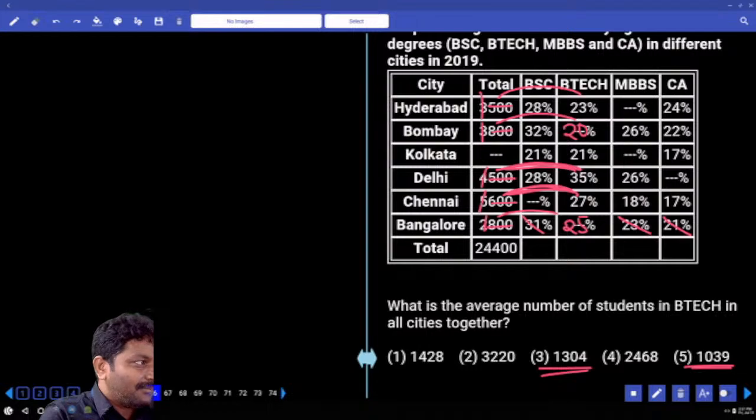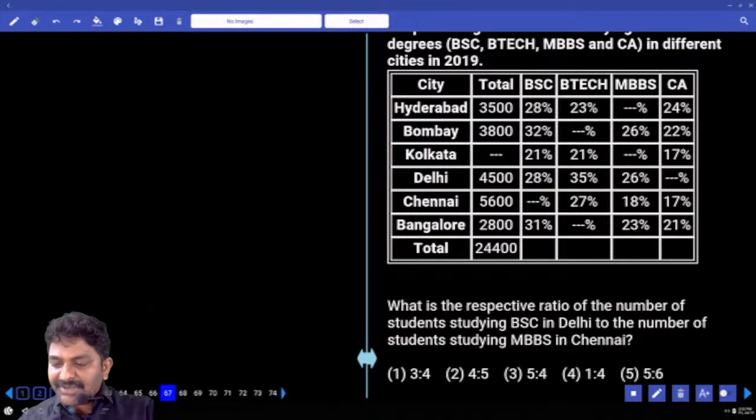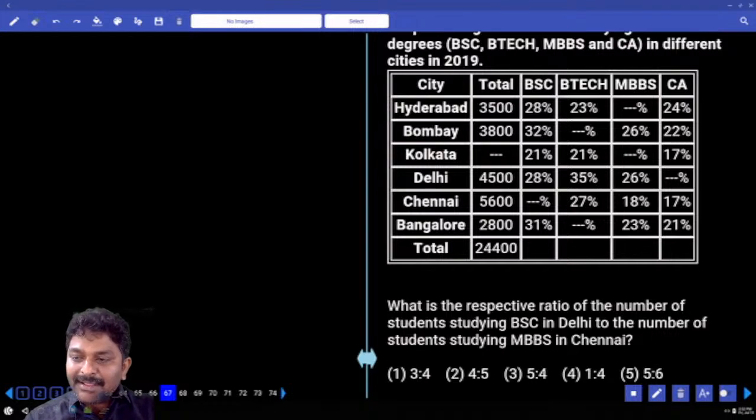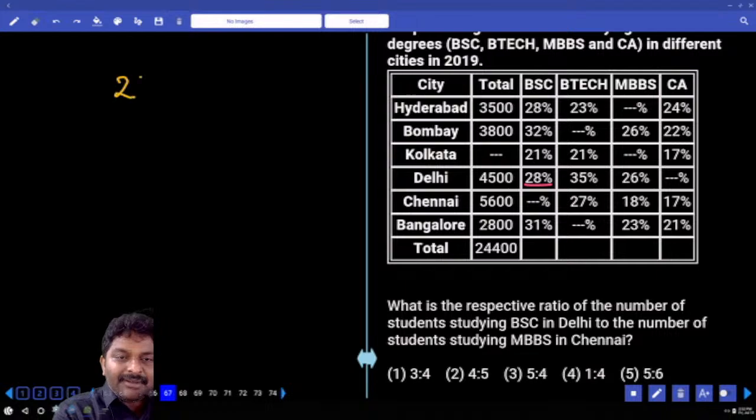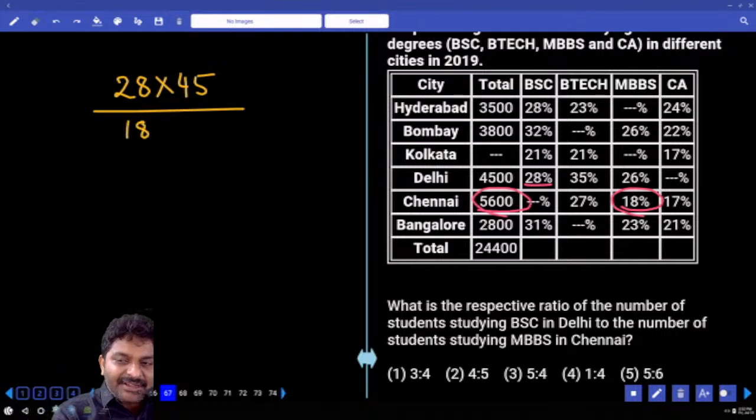We have to solve manually, 6 conversions and then by 6. That is required. So better to, what is the respective ratio of the number of students studying in BSc in Delhi to the number of students studying in MBBS in Chennai? Okay. BSc in Delhi, 28%, 28 into 45, and then MBBS in Chennai, 18%, 18 into 50, right?